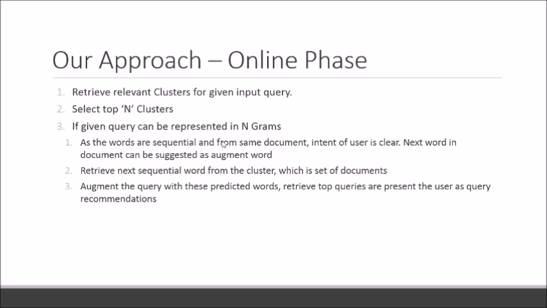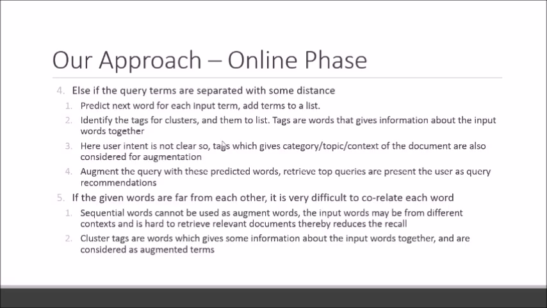Now we will discuss the online process. In the online process, we retrieve top n clusters based on the input query, which are used for finding augment terms. There are three basic scenarios in this case. The first scenario is one in which the query can be represented in n-grams. Here, the user intent is clear, so we make use of the n-gram model for predicting the next word.